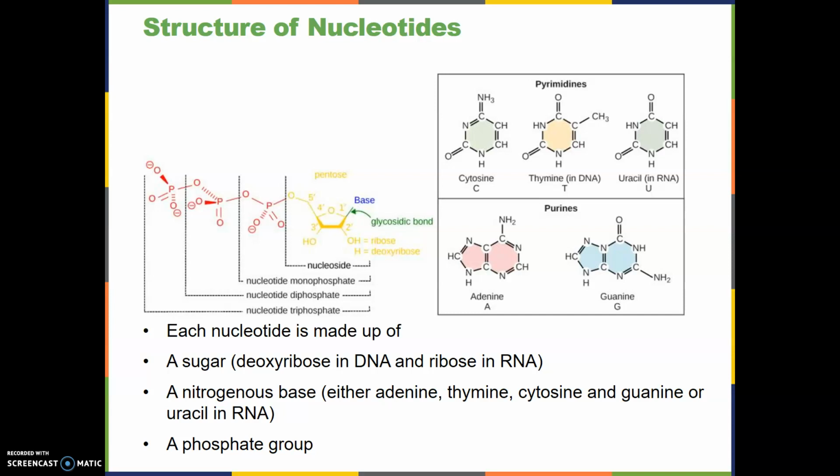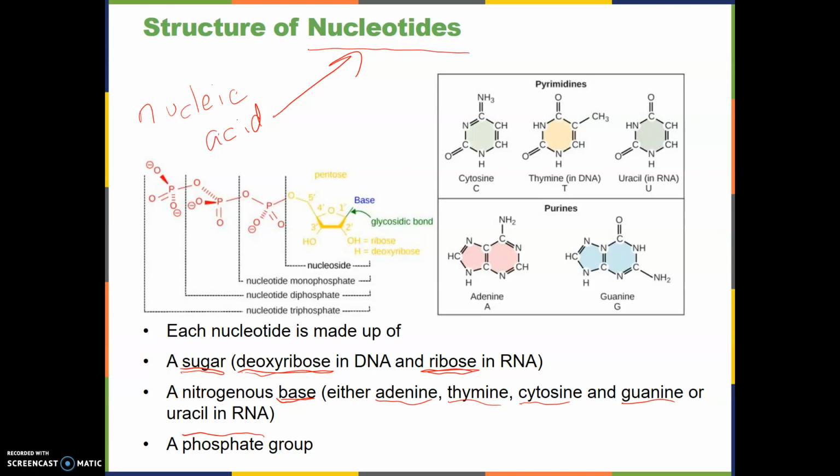Now, one thing we know is that DNA is a nucleic acid, okay? And nucleic acids have building blocks called nucleotides, okay? So a nucleotide is made up of a sugar. In DNA, that sugar is deoxyribose, and in RNA, that sugar is ribose. And a phosphate group, and then a nitrogenous base, we'll just say a base, and that base can either be A, adenine, T, thymine, C, cytosine, or G, guanine.